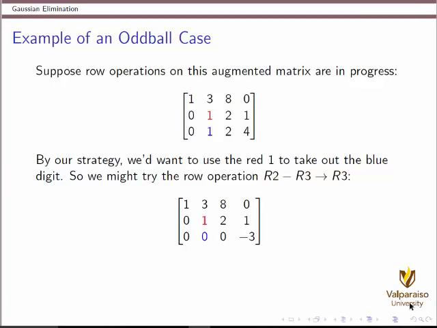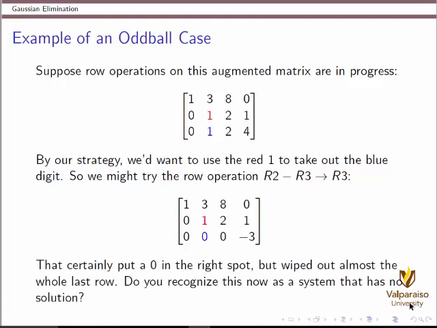Well, if we do that, look what happens. If we replace row 3 with the result of row 2 minus row 3, we end up with 0, 0, 0, -3. So we did what we wanted to, which was to change the blue 1 into a 0. That was fine. But we produced something weird. And if you think back to the last slides, this is now our visual clue that we've just discovered that this system has no solutions.